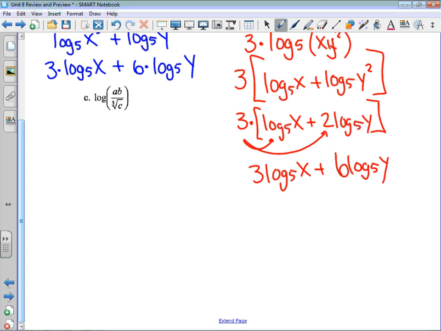Right, no reason to do the red technique over the blue technique, but I did want to show that there's more than one way of doing this question, or that question, sorry.